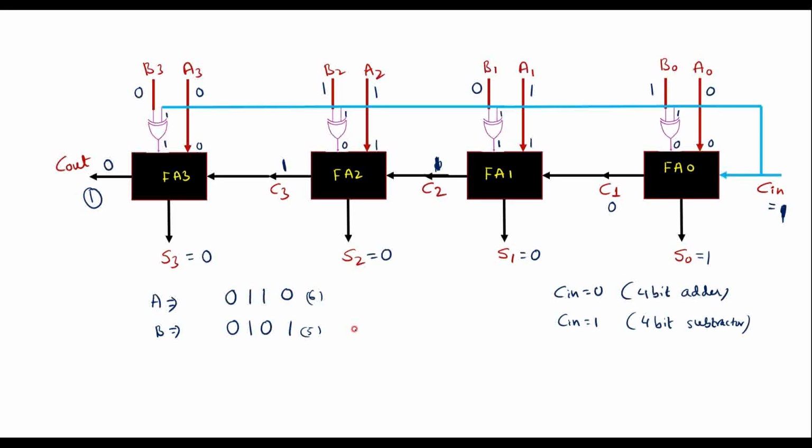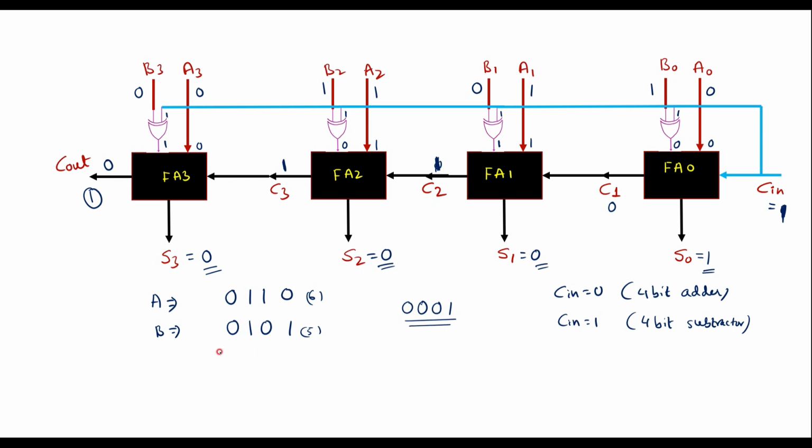Now we can observe that if we concentrate on the sum, it is 0, 0, 0, 1. So the result is 0, 0, 0, 1. 6 minus 5 is nothing but 1, that is 0, 0, 0, 1. We should ignore this final carry, then the result will be 0, 0, 0, 1. So 6 minus 5 is nothing but 1.